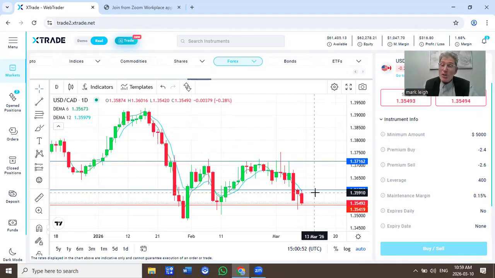We've got our resistance support levels all being tested right now. We're looking at US dollar weakness as the US session gets further underway and into the afternoon portion. We'll see if that can be maintained or if there's going to be a turnaround.